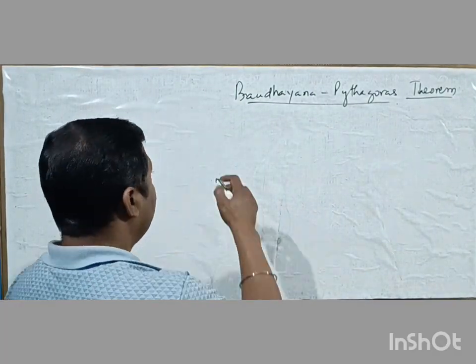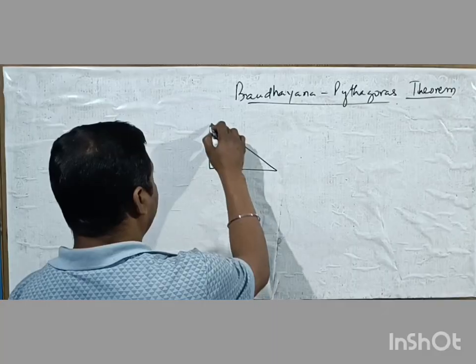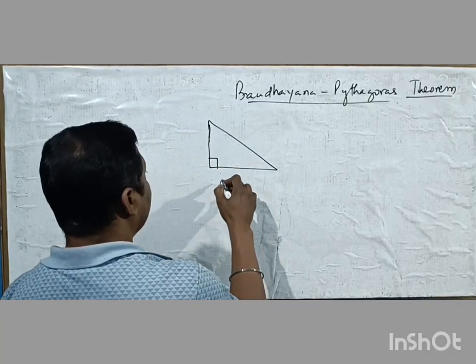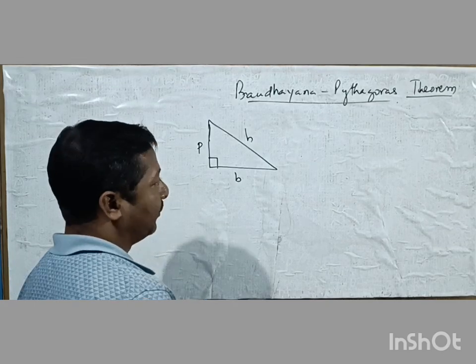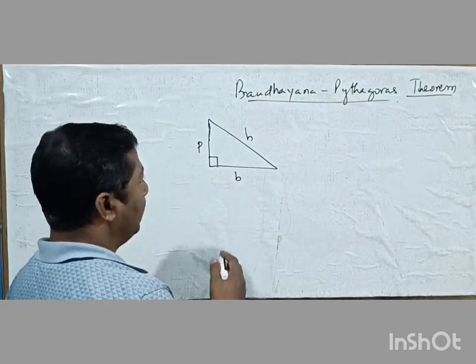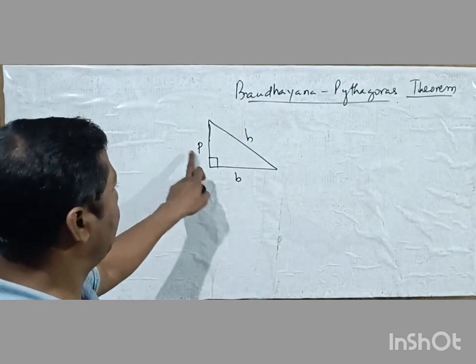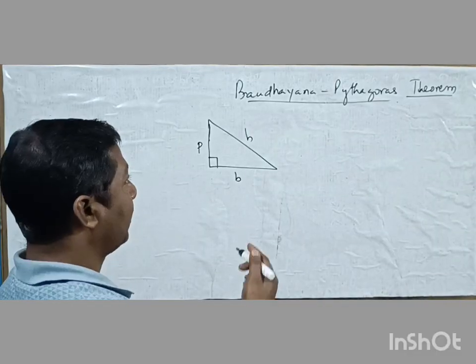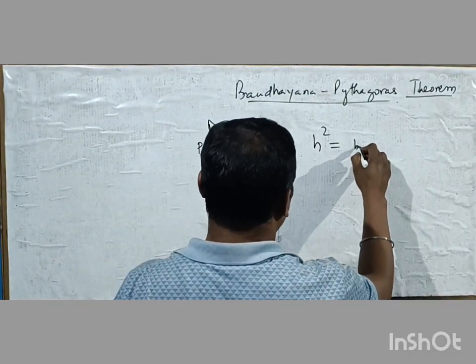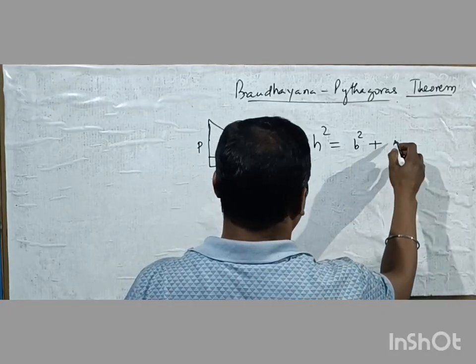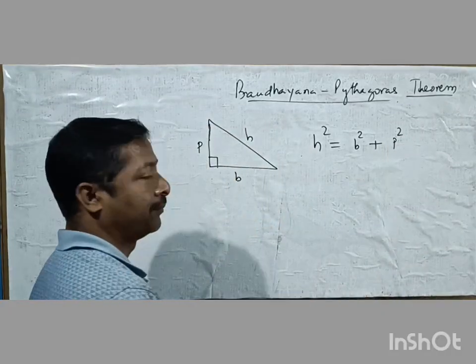a right angle triangle. Suppose this is a right angle triangle and this is the base, this is the perpendicular and this is the hypotenuse. Okay, so what is the relation between the perpendicular, base and hypotenuse? The square of the hypotenuse is equal to the sum of the square of base and the square of perpendicular.